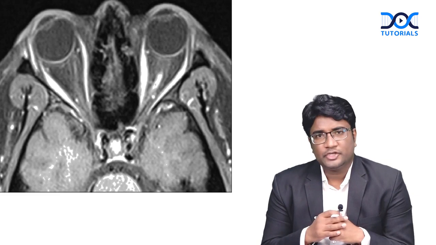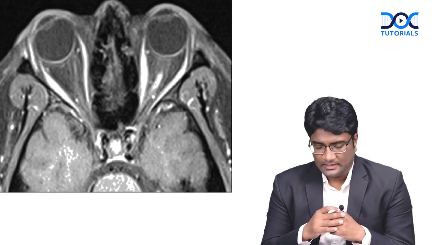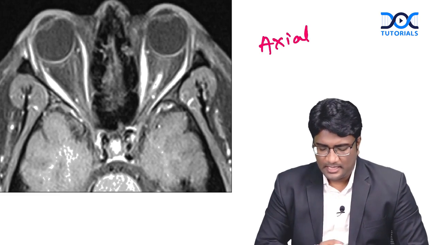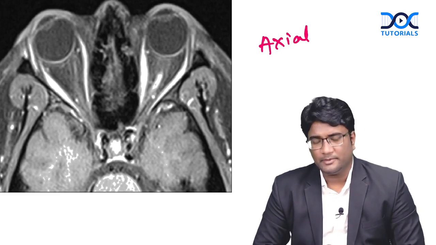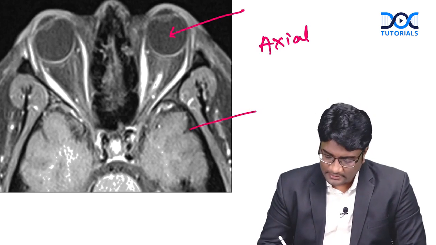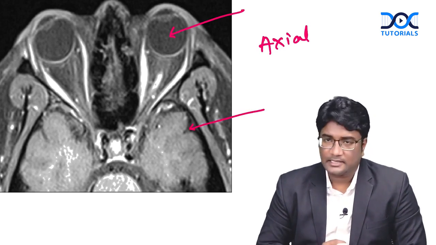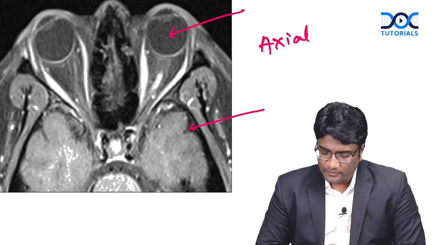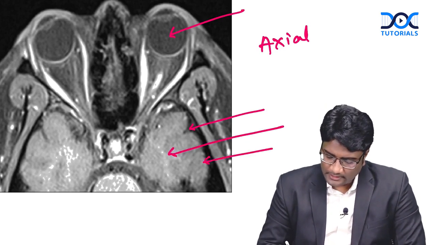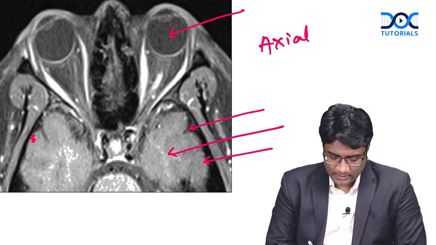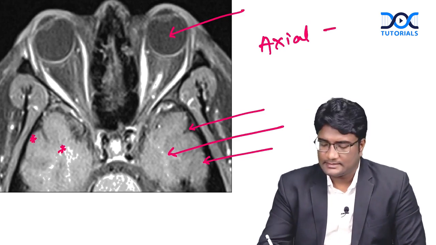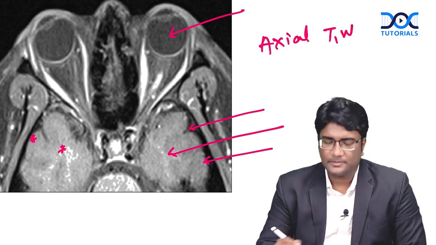Now look at this image here. Now what do you think is this image? This is an axial section. Is it a T1 weighted image or a T2 weighted image? If you see, the vitreous is appearing dark and the sulcal spaces are appearing dark. And the outer gray matter is gray and the inner white matter appears white. So this is a T1 weighted image.